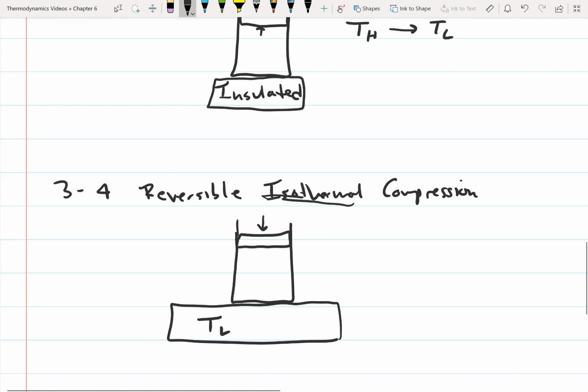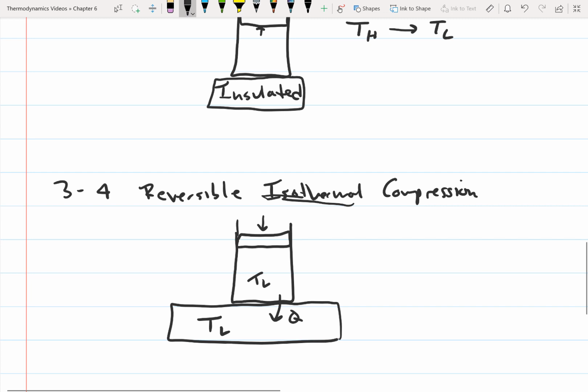So this is going to be at the same temperature as the gas in the piston cylinder, but as we compress the gas, it's going to heat up, and so in order for it to maintain its temperature of T low, heat is going to be transferred out of the gas.